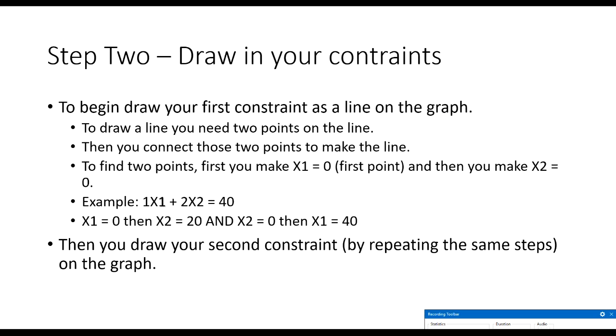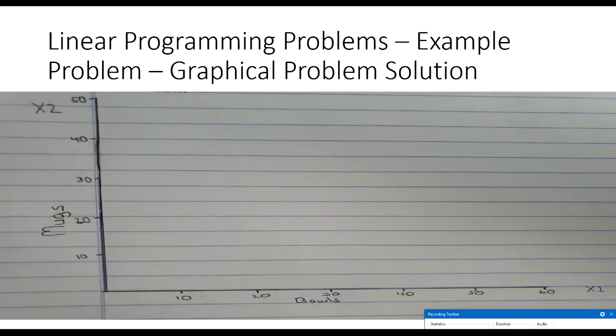We do that, and we make x2 equal to 0. If this becomes 0, x2 is 0, 2 times 0 is 0. x1 is equal to 40. 40 divided by 1 is 40, so x1 is equal to 40. That becomes our second point.